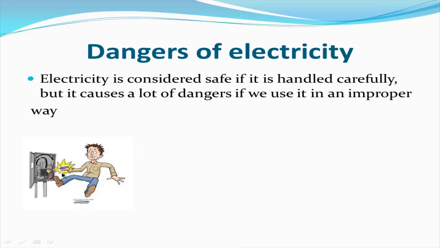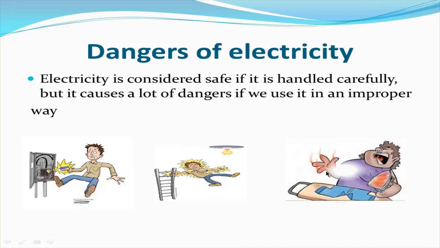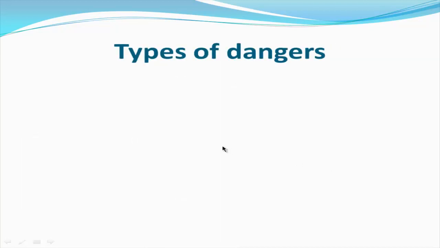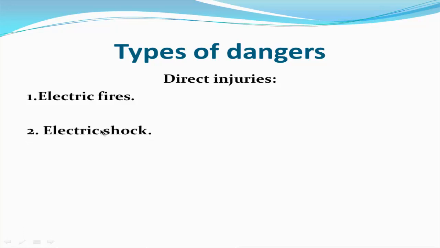Like putting a metal object in the source of electricity, falling down from a ladder due to electric shock, electric burns when we touch an electric iron. Types of dangers. The first type is called direct injuries and has three types: electric fires, electric shock, and electric burn.